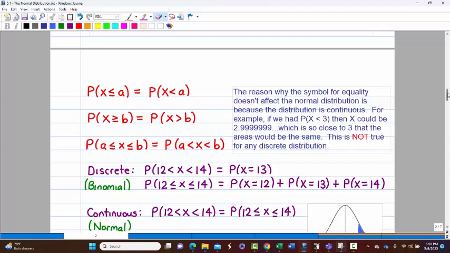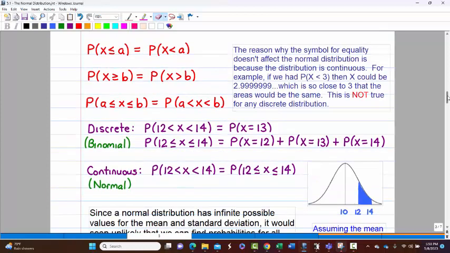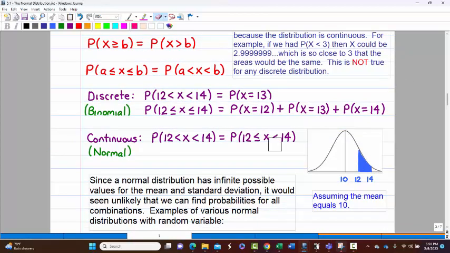All right, so like I said, you do not have to worry about that. Just go with what I said over here, that the equal has no effect in a normal distribution. Like what I'm showing you right here, here's an example of a discrete, specifically a binomial. If you have, like this, between 12 and 14 with no equals, that means strictly 13.